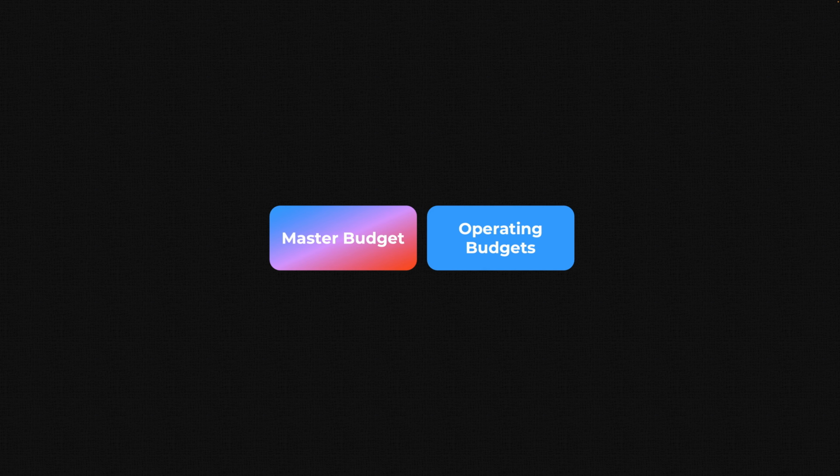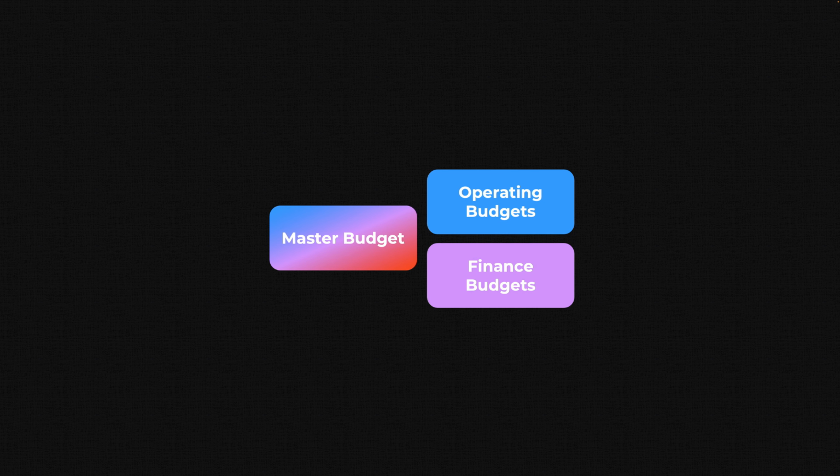So let's dive in. The master budget is a collection of different budgets that can be categorized in two ways. We have operating budgets, and then we have finance budgets, also known as financing budgets or financial budgets. Let's begin by focusing on operating budgets. Our operating budgets begin with the sales budget, also called the revenue budget.